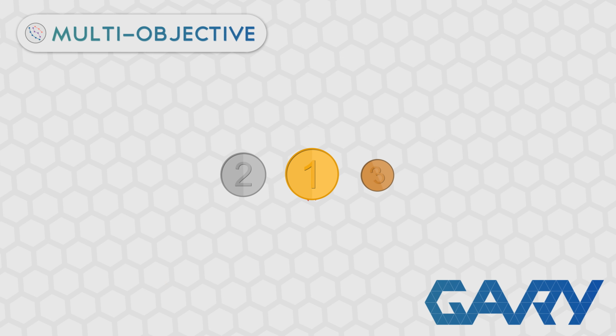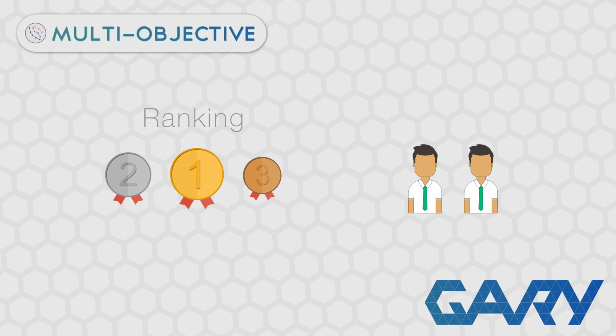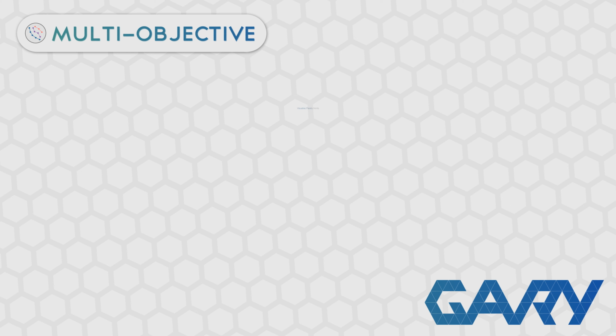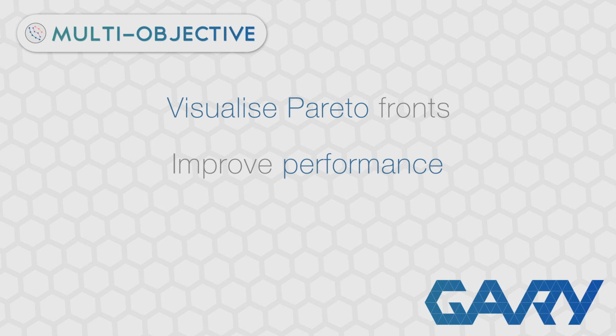So before we get into the actual ranking and crowding distance code, I want to go through a number of the changes that I've made to A, visualize the Pareto fronts, B, facilitate the performance hit that we're about to take, and C, make the code more manageable and testable.